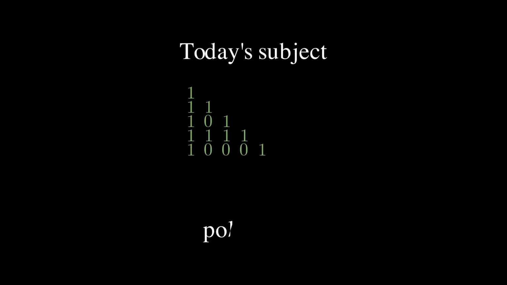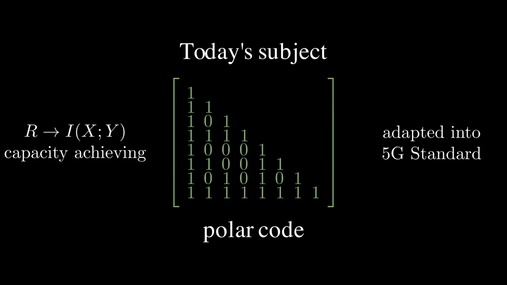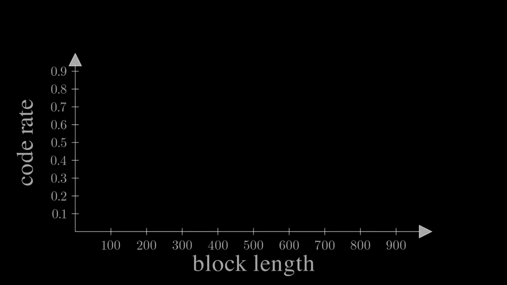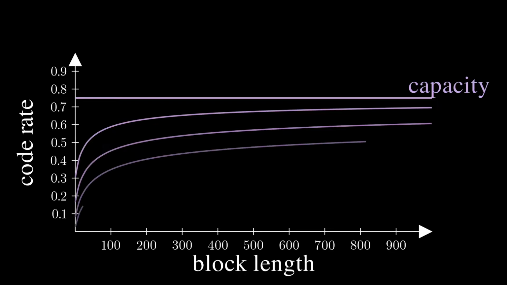The subject of this talk is polar code. Polar code is a young error-correcting code that achieves channel capacity and is recently adapted into the 5G communication standard. Today, we'll be focusing on the capacity achieving property. For an error-correcting code to achieve channel capacity, the code rate must increase and converge to the capacity as the block length grows to infinity.